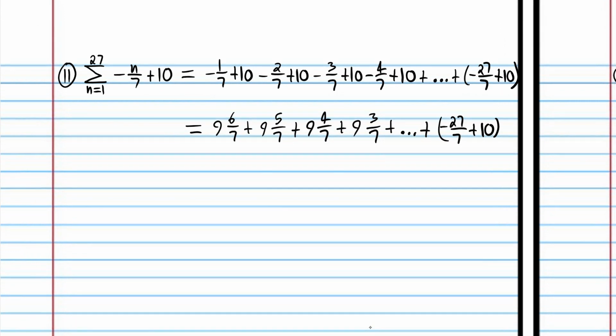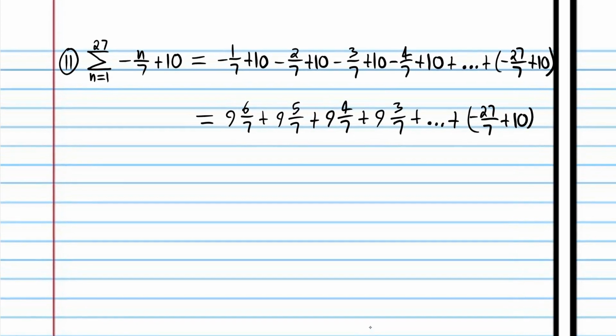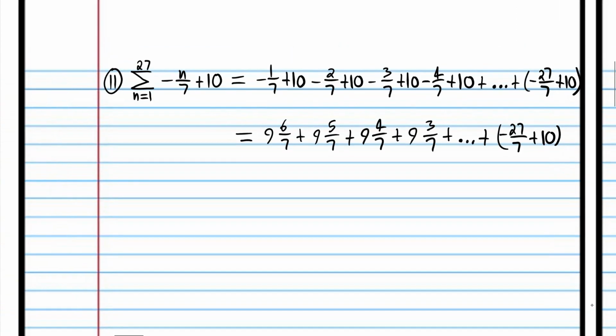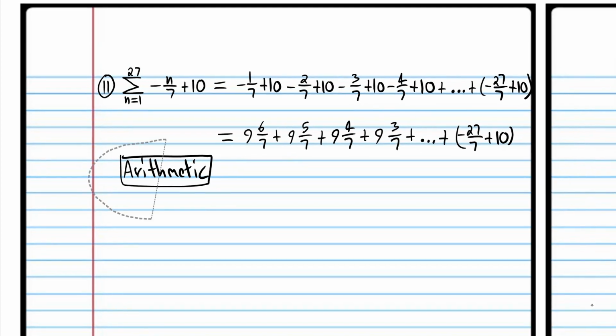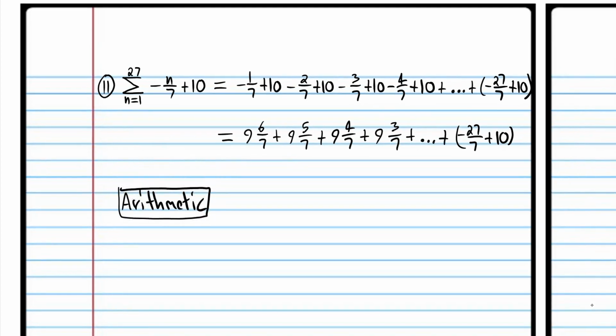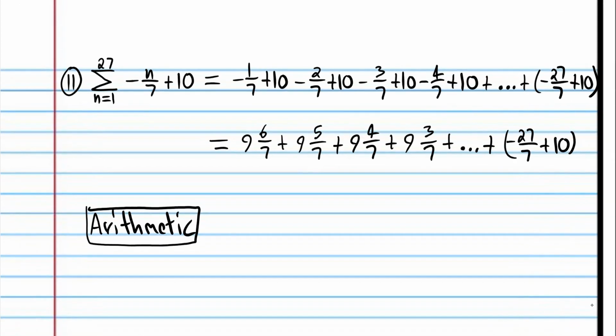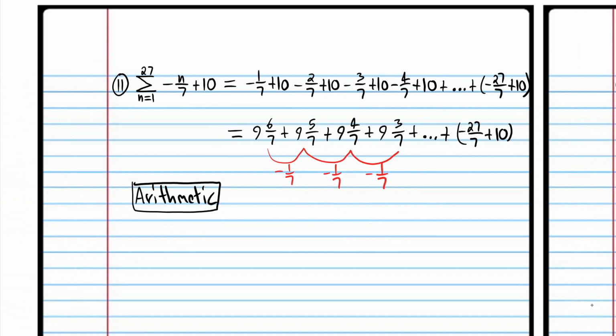Okay, so we can see that this is obviously an arithmetic sequence. We're just subtracting 1/7 from each term. So we can say that this is an arithmetic sequence because we're adding negative 1/7 each time, or you can say we're subtracting positive 1/7 each time.